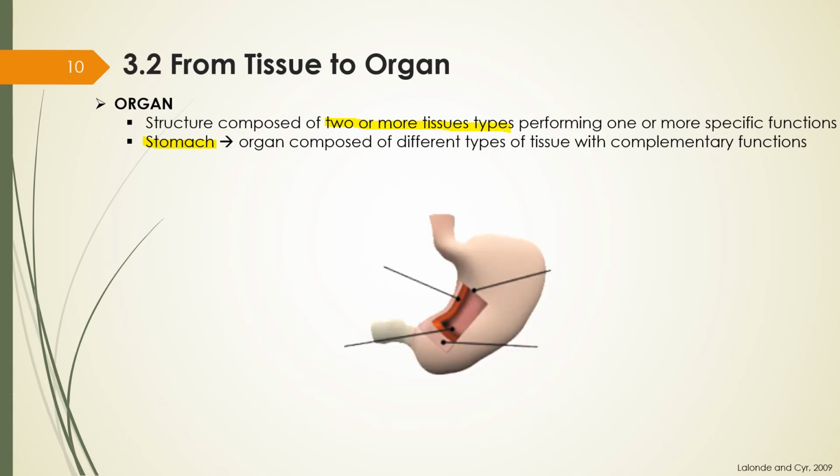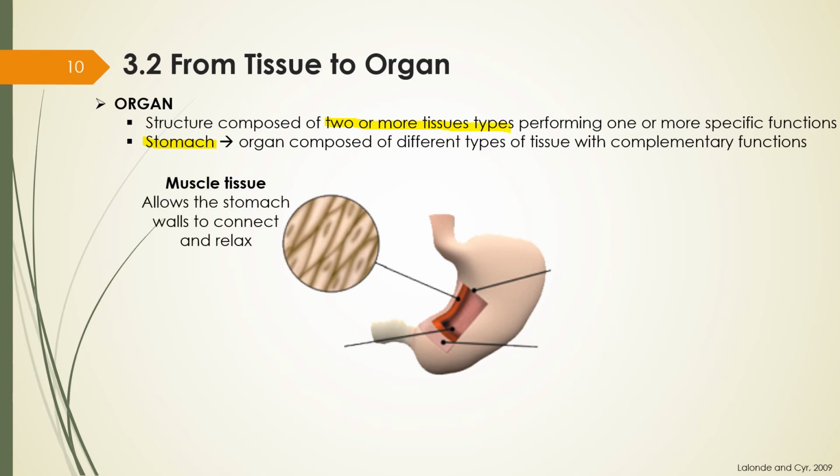Let's take a look. So if I have a stomach here, I have different tissues that make up this organ, this stomach. For example, what kind of tissue do you think this one is? What does it look like? It's a muscle, right? It allows the stomach walls to contract and relax. So when you eat too much, it's going to expand. When your stomach is empty, it's going to relax. Who allows this to happen? Your muscle tissue. Okay, what kind specifically? Smooth. Remember, we just saw it.